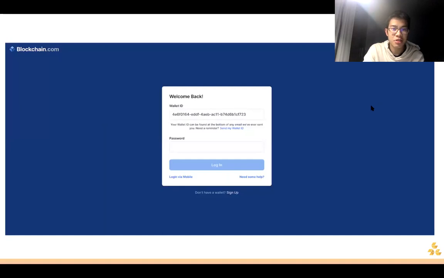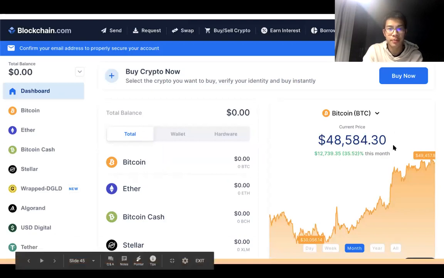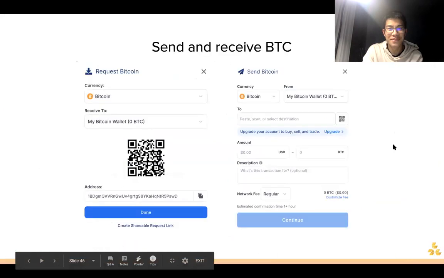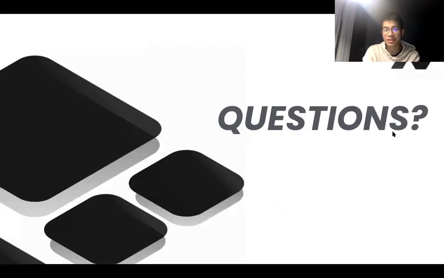Okay. So that's just how it looks. And if you're able to successfully make an account, that's what you'd get. You could also send and receive Bitcoin, which makes it a lot more convenient than using a cold wallet because you can't do it with a piece of paper or just memorizing your private key. Questions?